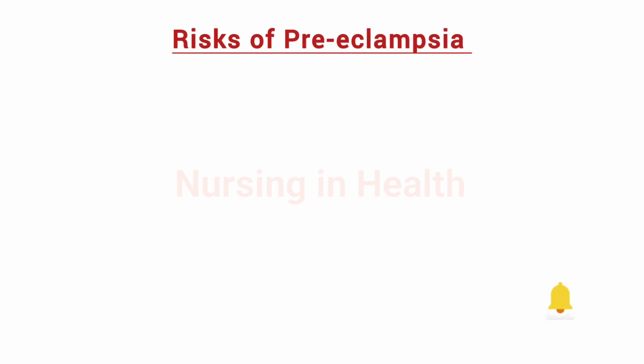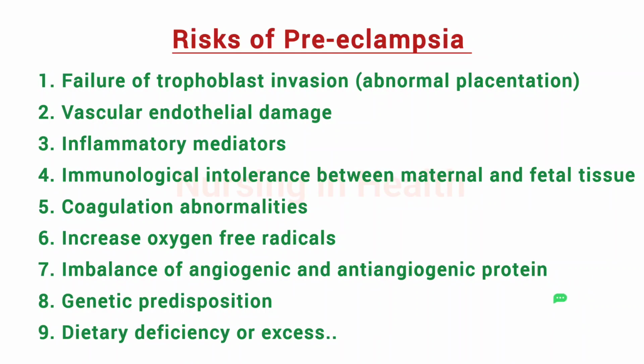Etiological factors of preeclampsia: failure of trophoblast invasion, abnormal placentation, vascular endothelial damage, inflammatory mediators or cytokines, immunological intolerance between maternal and fetal tissue, coagulation abnormalities, increased oxygen free radicals, imbalance of angiogenic and anti-angiogenic protein, genetic predisposition, dietary deficiency or excess.